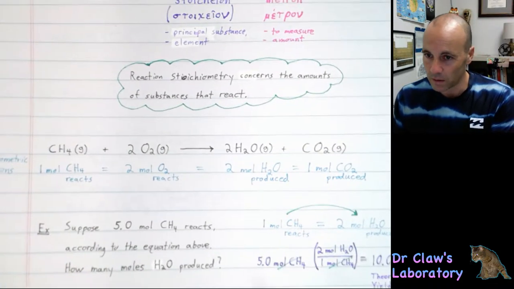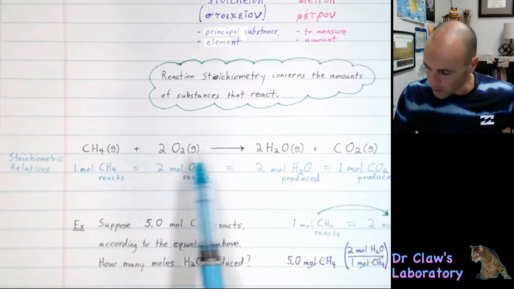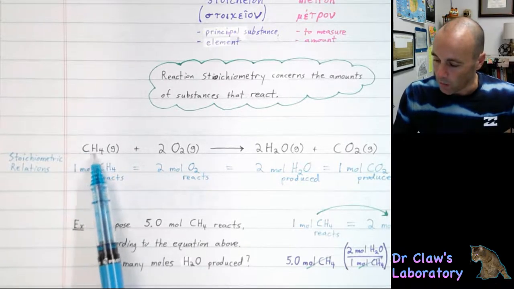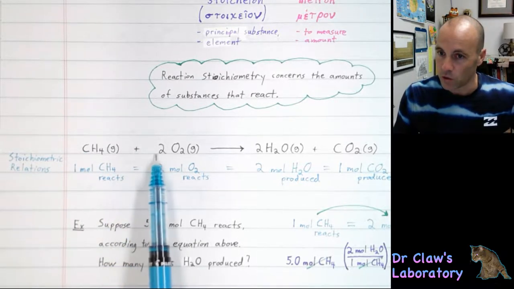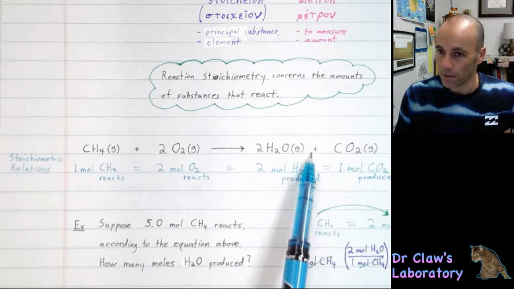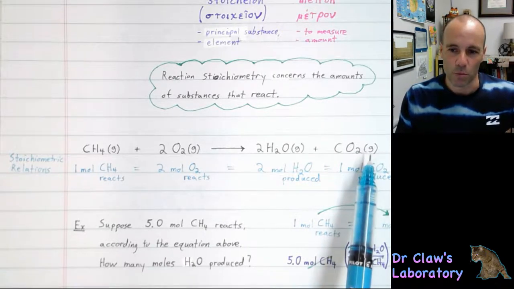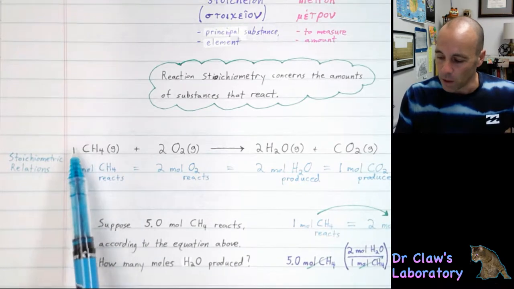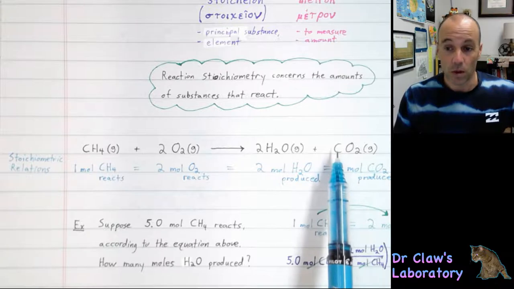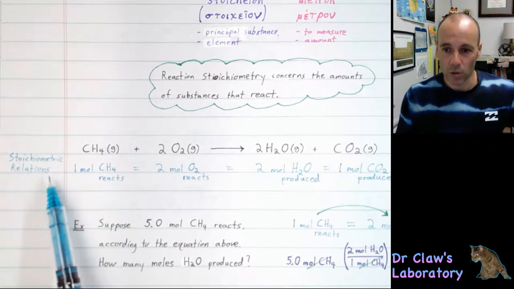Now, this reaction is balanced. So if I were to interpret this, I would say 1 mole of methane gas reacts with 2 moles of oxygen gas to produce 2 moles of water vapor and 1 mole of carbon dioxide gas. So that would be an interpretation. Now, the coefficients 1, 2, 2, 1 within this chemical equation tell us the stoichiometric relations.